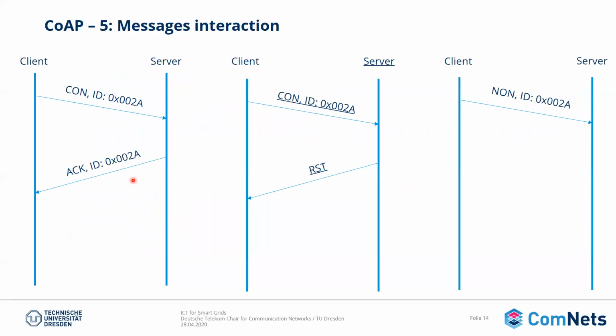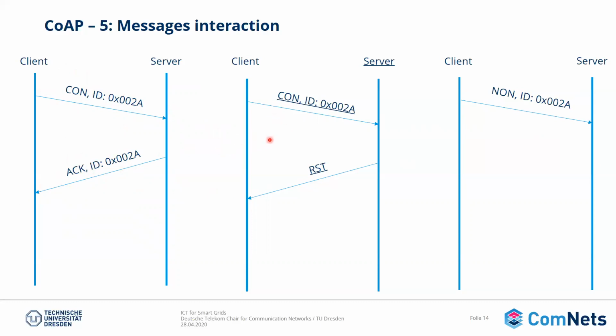All right, so now let's have a look at some possible message interactions between clients and servers. Here you have a client that sends a confirmable type message with a message ID, and the server is acknowledging this message. So here the type of the message is confirmable, and here this message is an acknowledgement. And as you can see, the ID has to match on the acknowledgement and on the request.